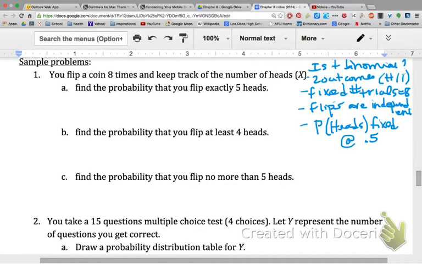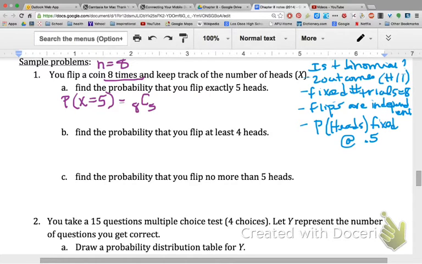So now that I know that it's binomial, I can go set up a probability distribution if I want. And on this particular problem, I would be looking at a particular probability. This time the probability that I flip exactly 5 heads. And so now what I know is that n is 8. That's my number of trials. And the one I'm interested in is 5.